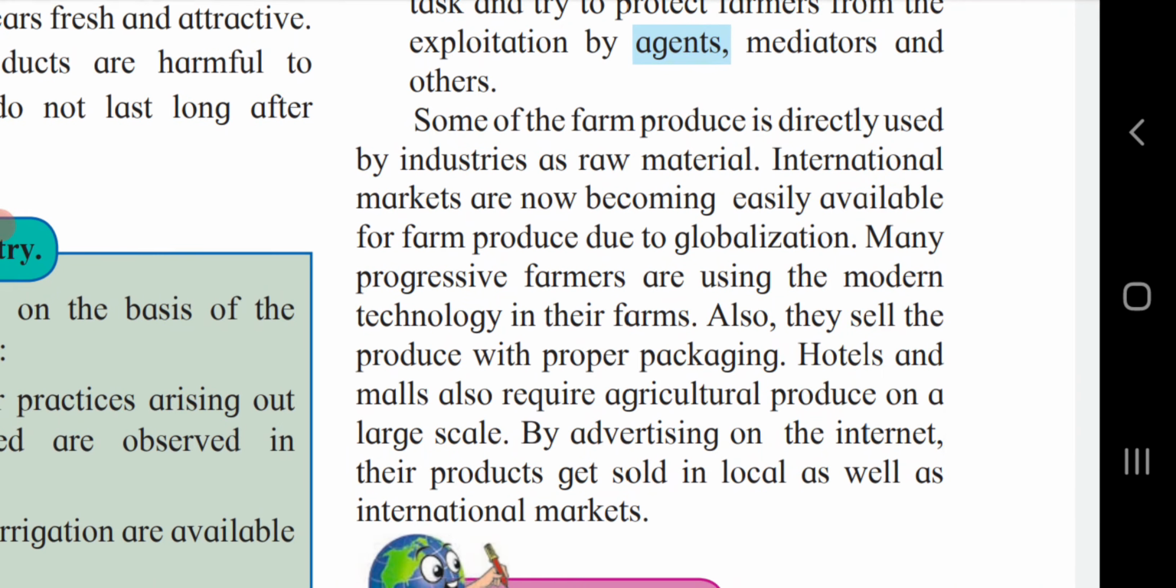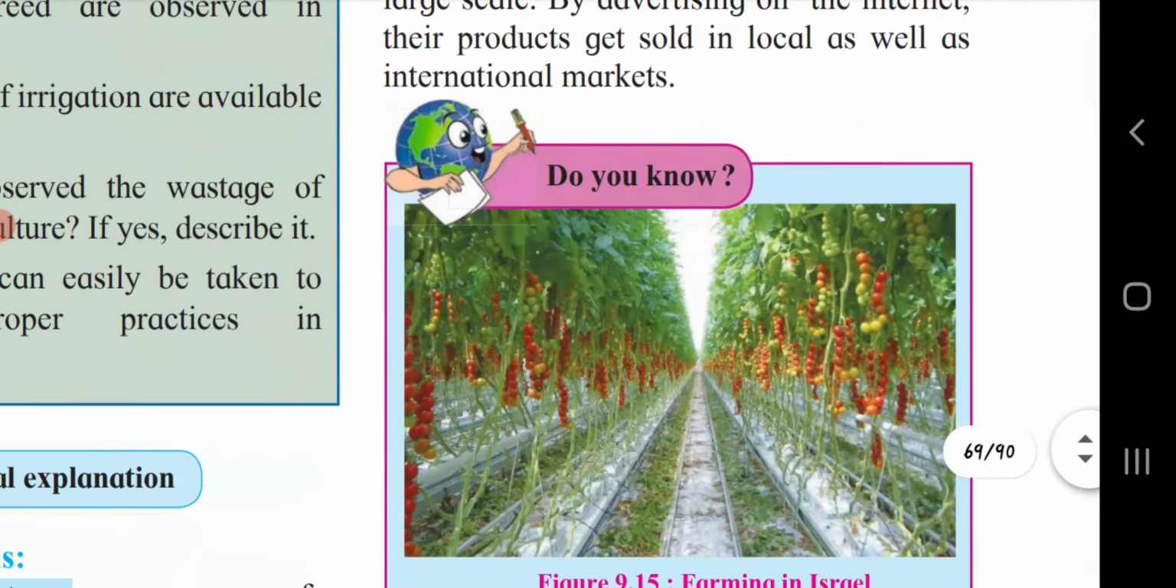Different modern technologies are being used by many farmers in their farms. They also sell their products with proper packaging. Advertising over the internet has helped in selling the products in local as well as international markets. So this is the marketing system.